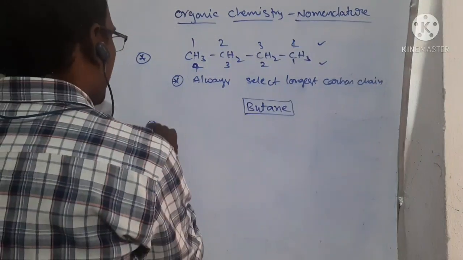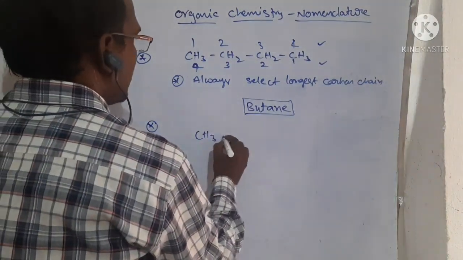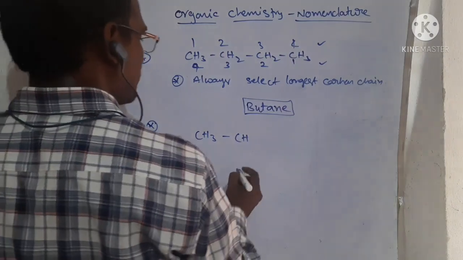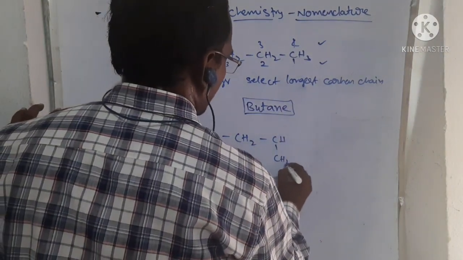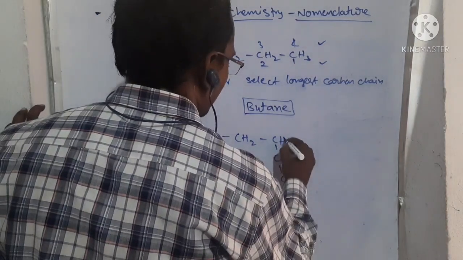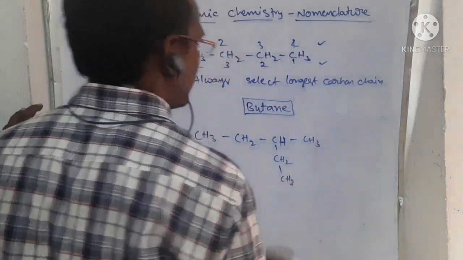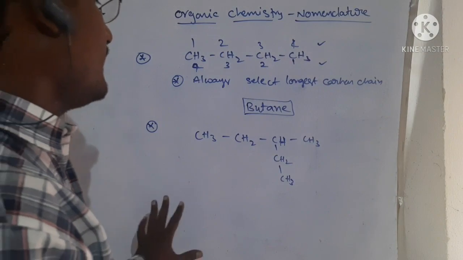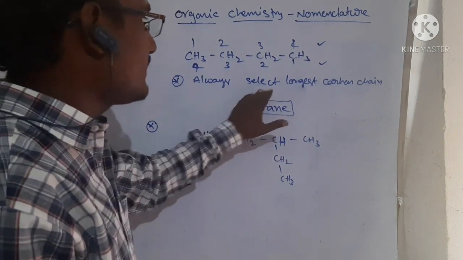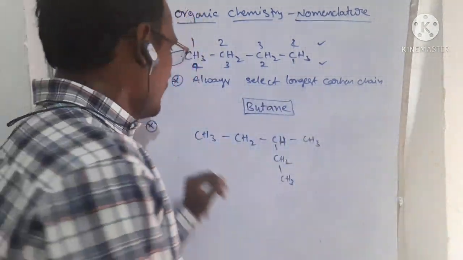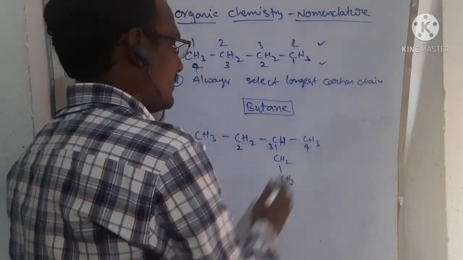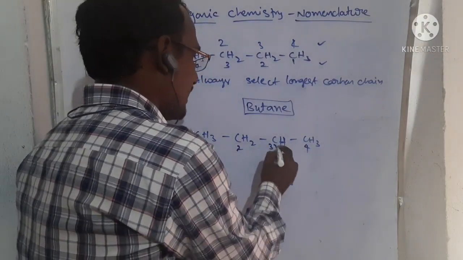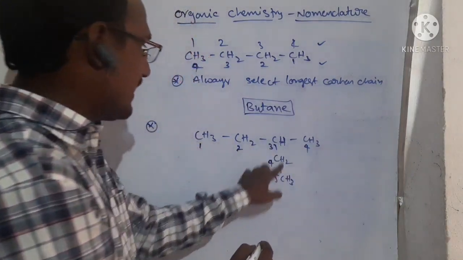See another example. CH3 bond, CH2 bond, CH bond, CH2 bond, CH3 bond, CH3, right? So see here, always you should select the longest carbon chain, right? So it is 1, 2, 3, 4. It is a 4 carbon chain. 1, 2, 3, 4, 5. So it is the 5 carbon chain.